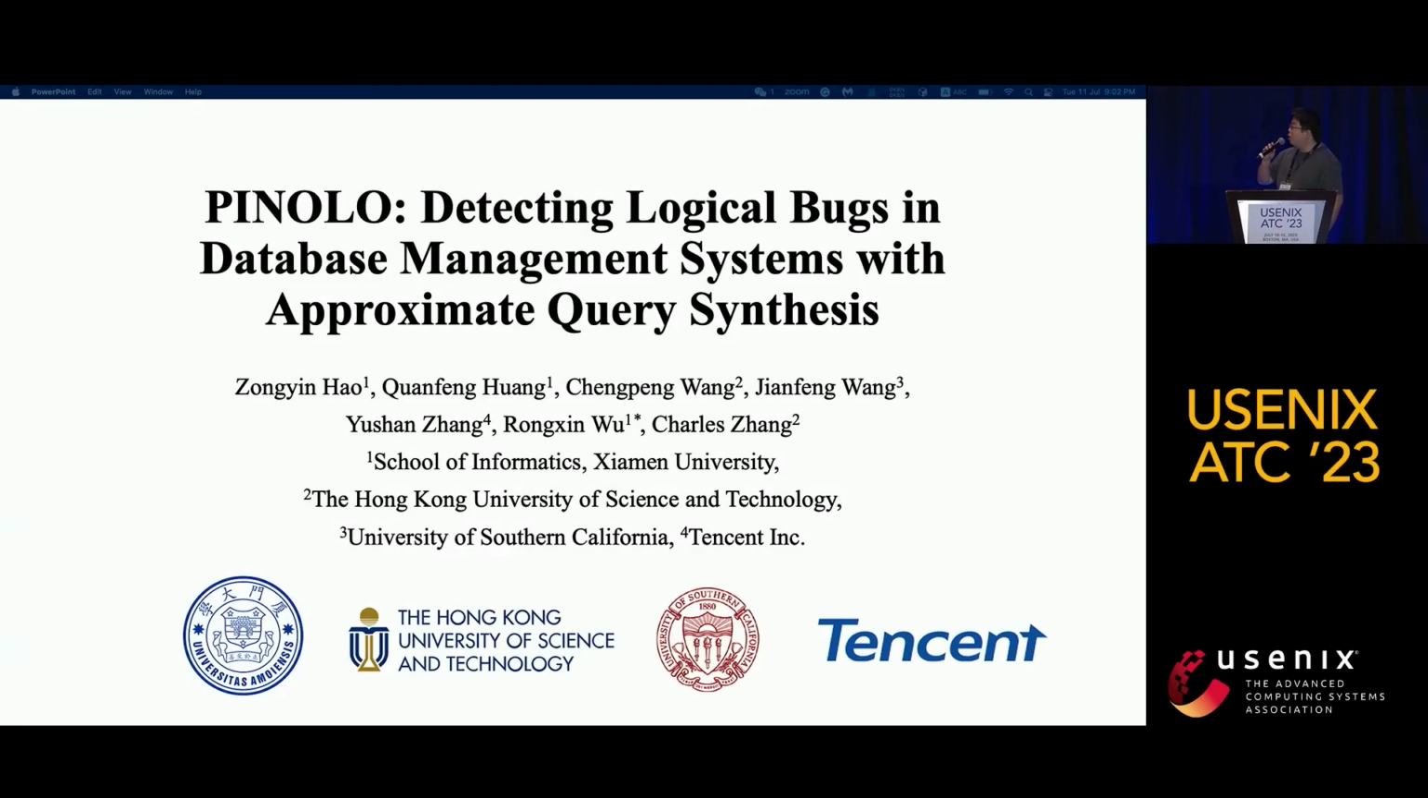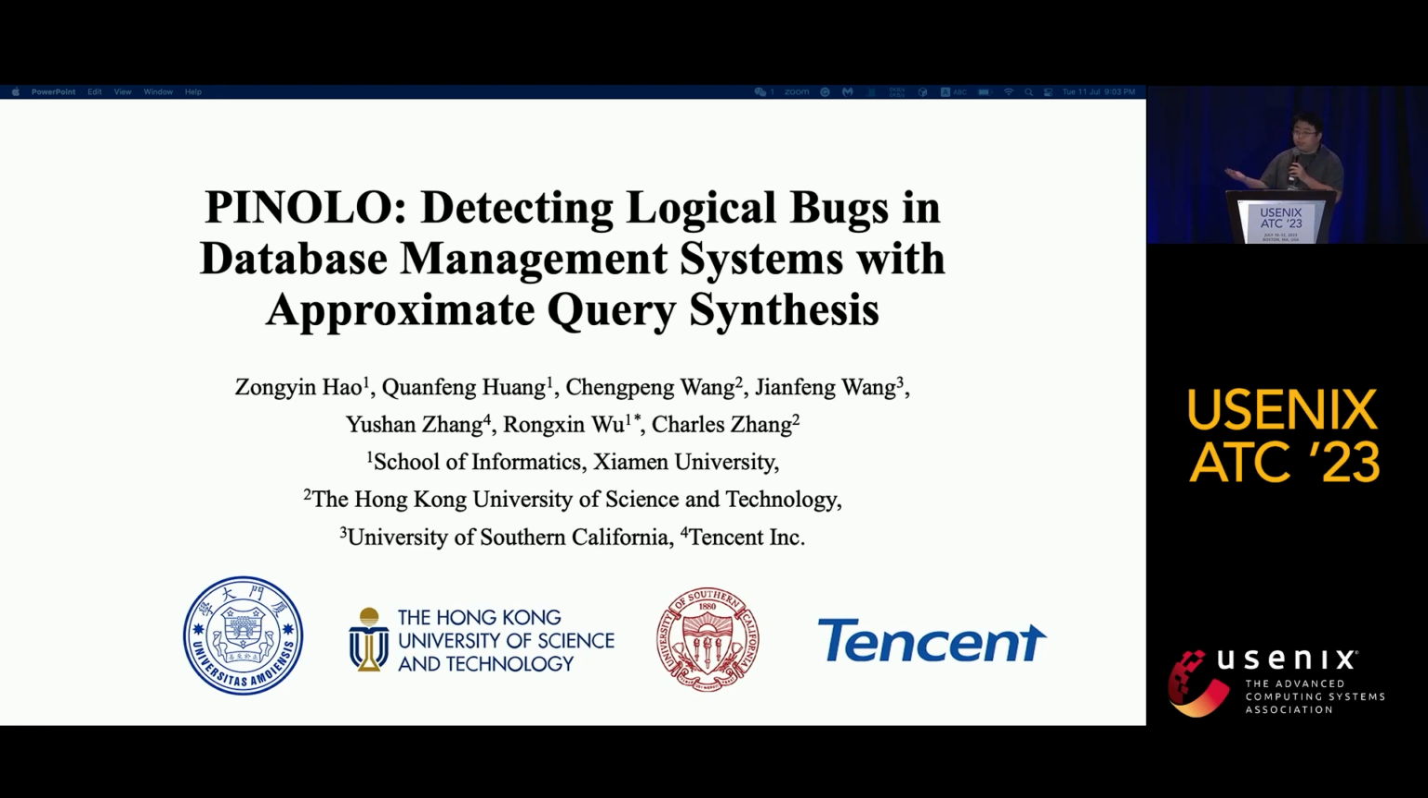I'm Chengpeng Wang, a PhD student from HKUST. And today I'm very glad to present our work on database management system testing in the ATC. This work is a joint work with Xiamen University, the University of Southern California, and Tencent.